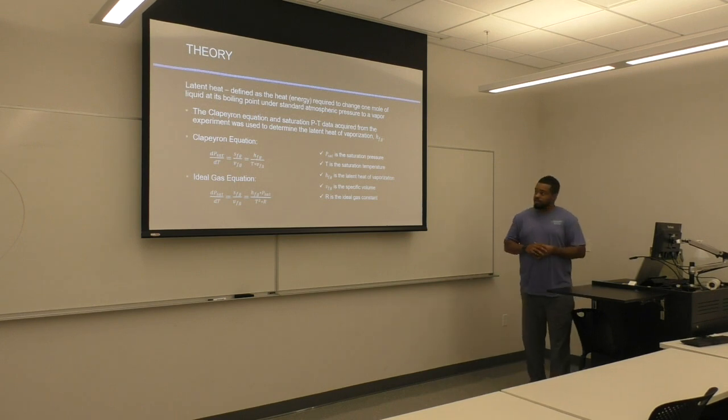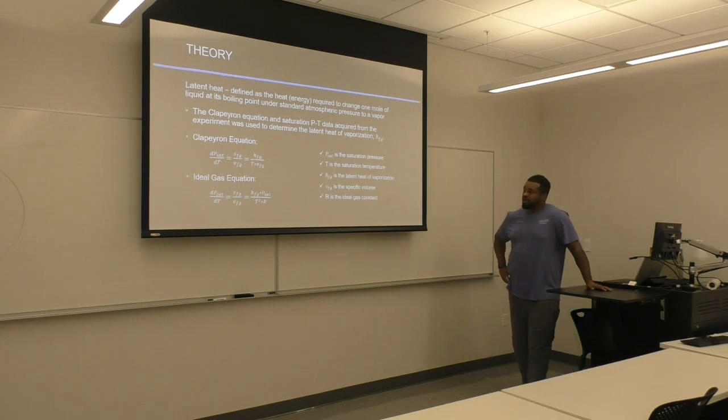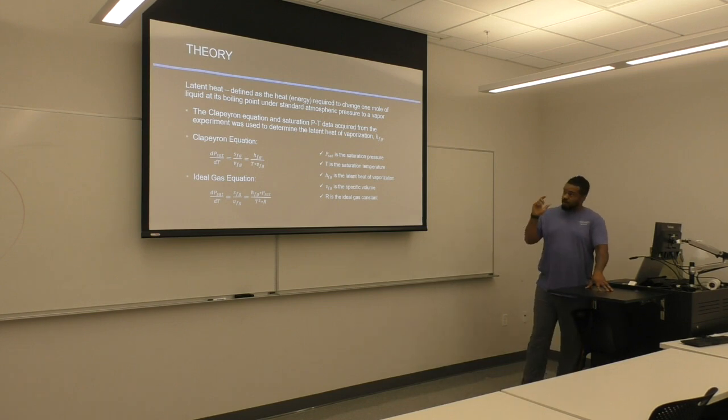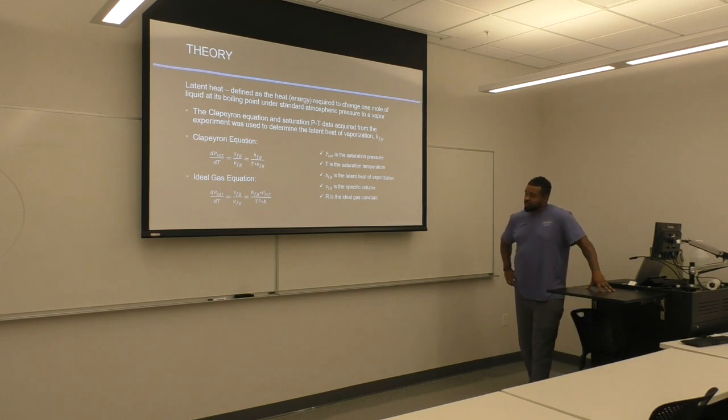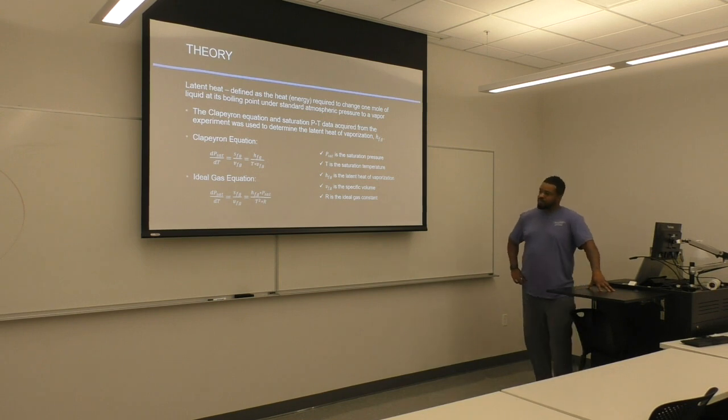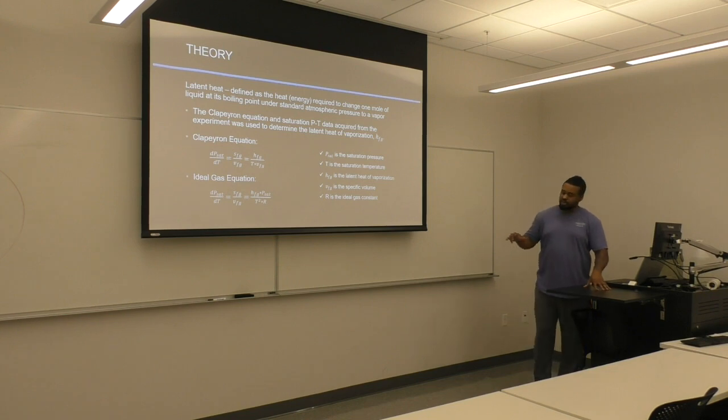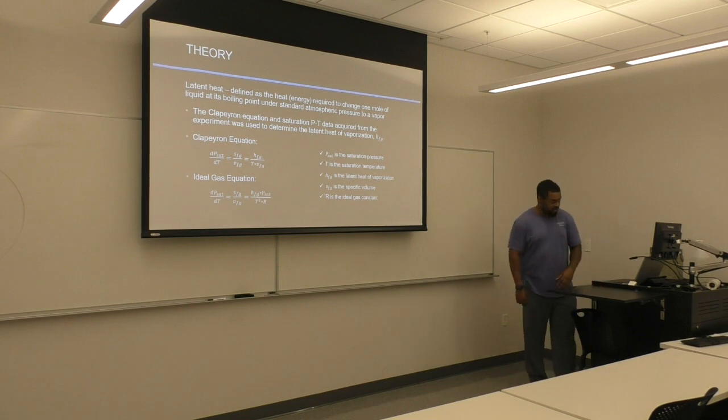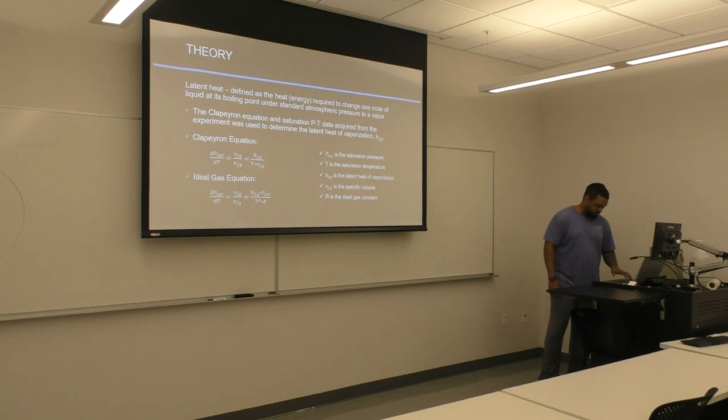So to go back through a little bit of the theory again, the latent heat is defined as the heat energy required to change 1 mole of liquid at its boiling point under standard atmospheric pressure. The Clapeyron equation is shown below, and it relates pressure, temperature, specific heats, and specific volumes. You also have your ideal gas equation under it, which is pretty much the same thing except it uses the gas constant in its formula.